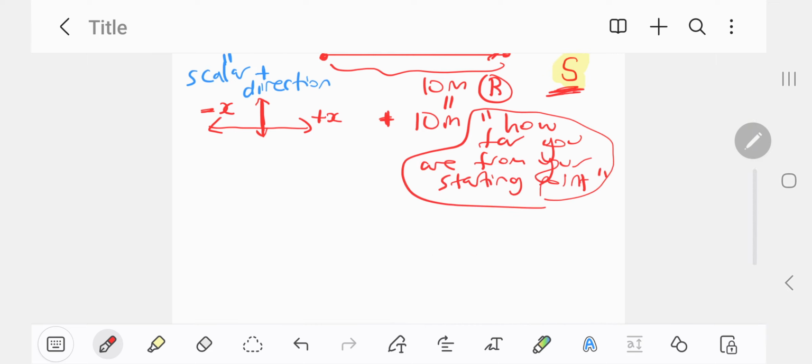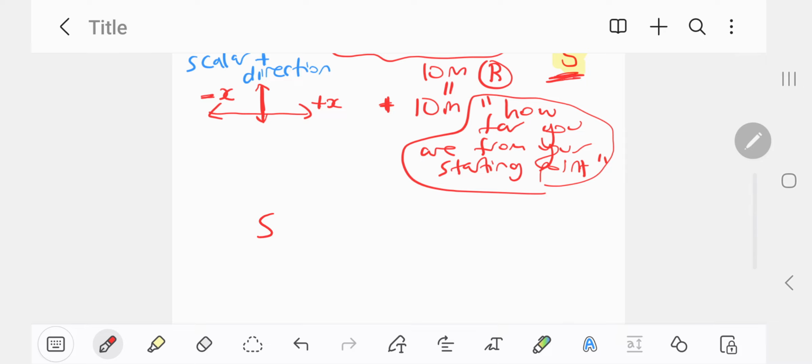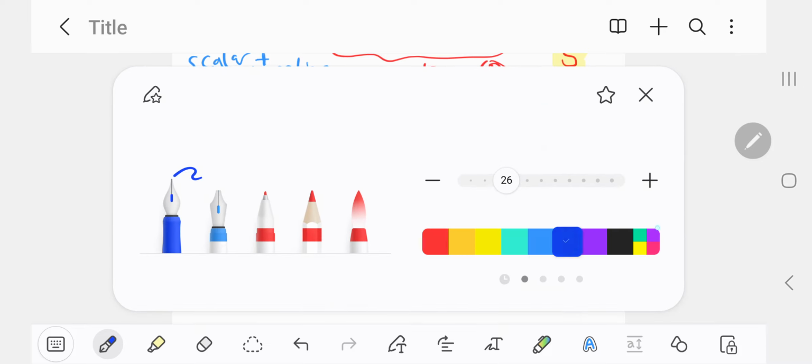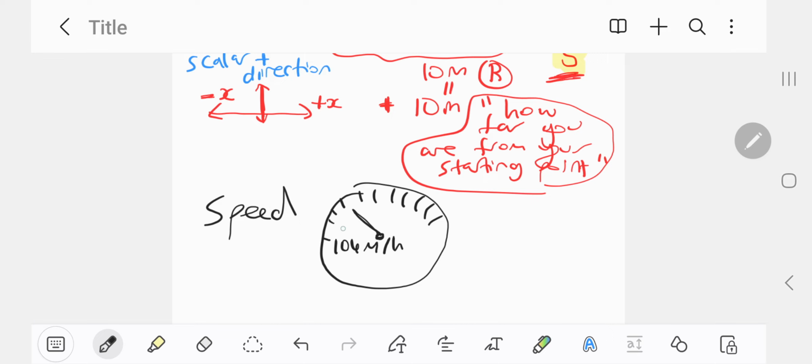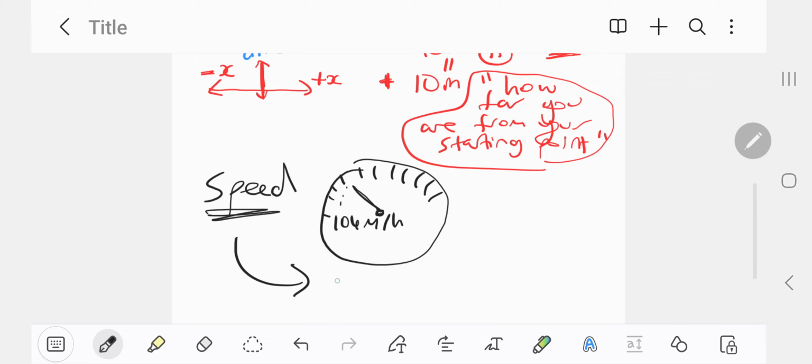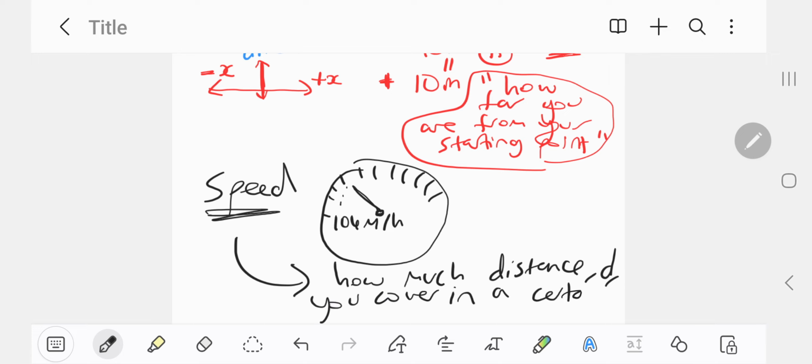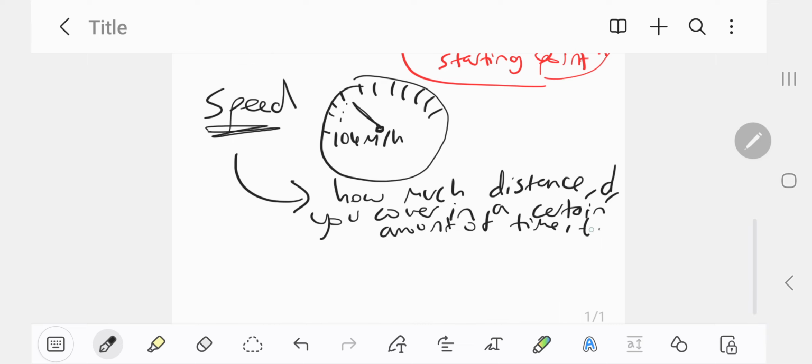So we've done distance and displacement. Let's now look at speed. Now, speed is something we're all familiar with. Just look down at your car's dash, the speedometer. There's like a dial here. You've got the different speeds here. You'll see things like 10 k's per hour, and so on and so forth. Speed is how much distance, d, you cover in a certain amount of time, t. We use lowercase t for time in physics.